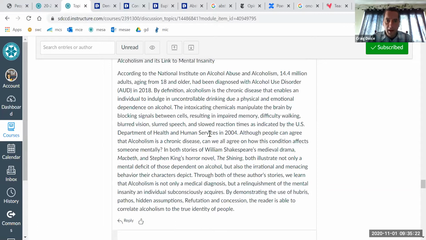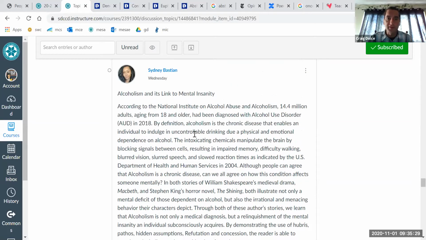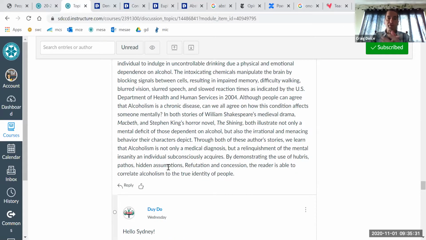Right? Again, alcoholism, good job bringing The Shining. Macbeth, ooh, dependence. Ooh, this is awesome, Sydney. Nicely done. By demonstrating the use of hubris, pathos, hidden assumptions, refutation, and concession, the reader is able to correlate alcoholism to the true identity of people.